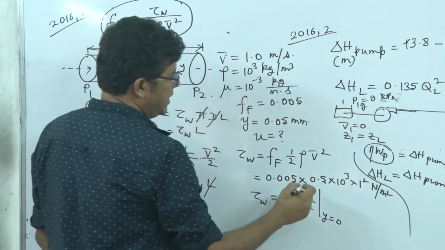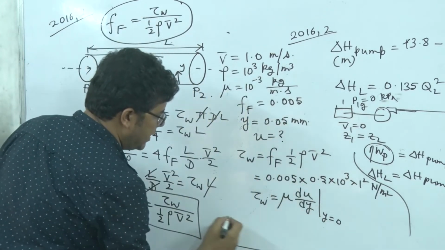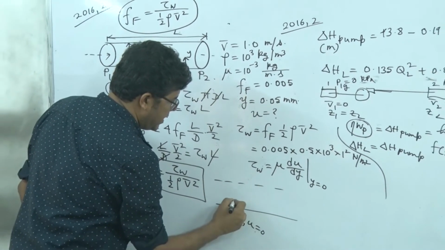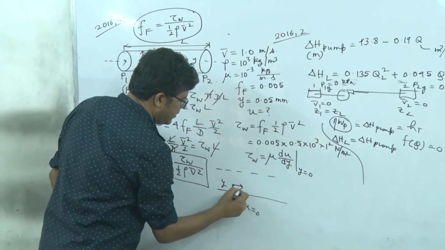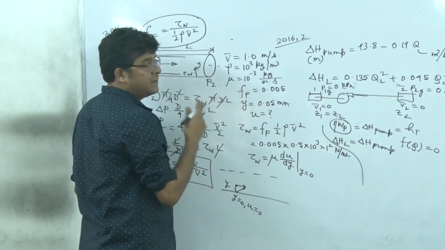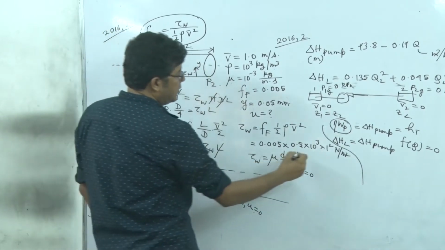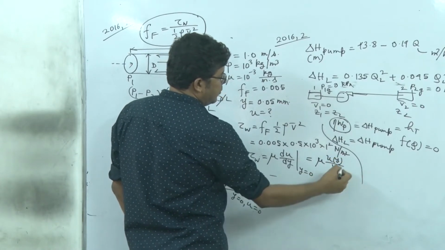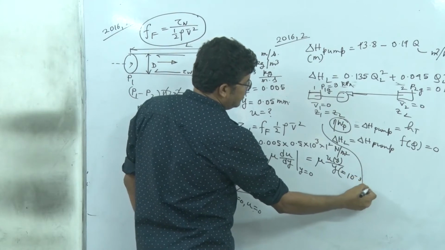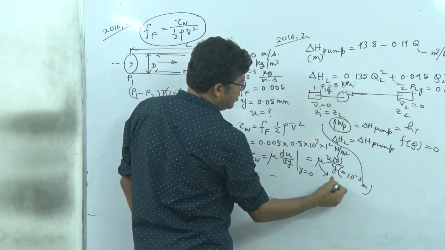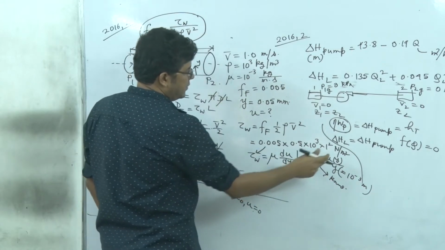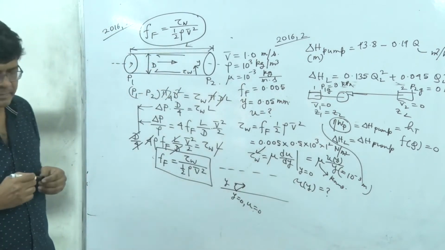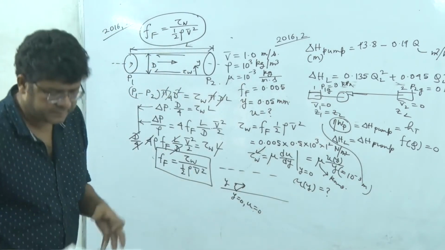So tau W we have obtained, and close to the wall, there is a pipe wall, say there is a central line, at the wall y equal to 0, u equal to 0. At a certain distance y, there will be a velocity, and this variation is linear as specified in the question statement. So we can write that mu into u at y divided by y. So y is given as 10 to the power minus 3 meter, mu we know, tau W we have calculated, so we can solve for u1. Okay?